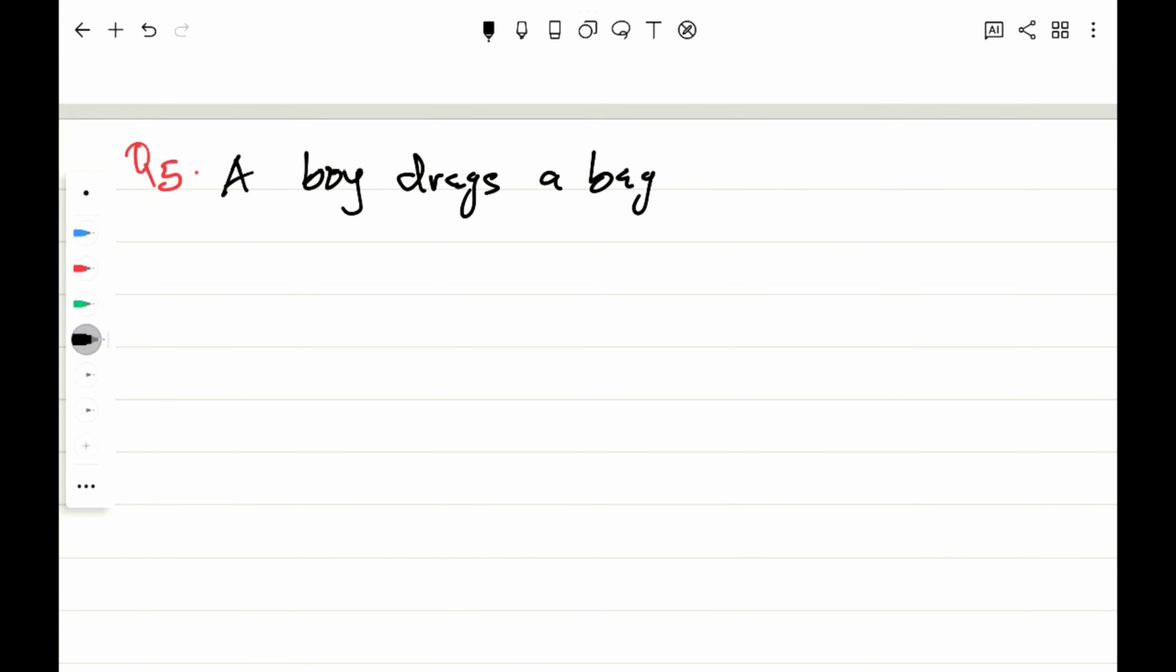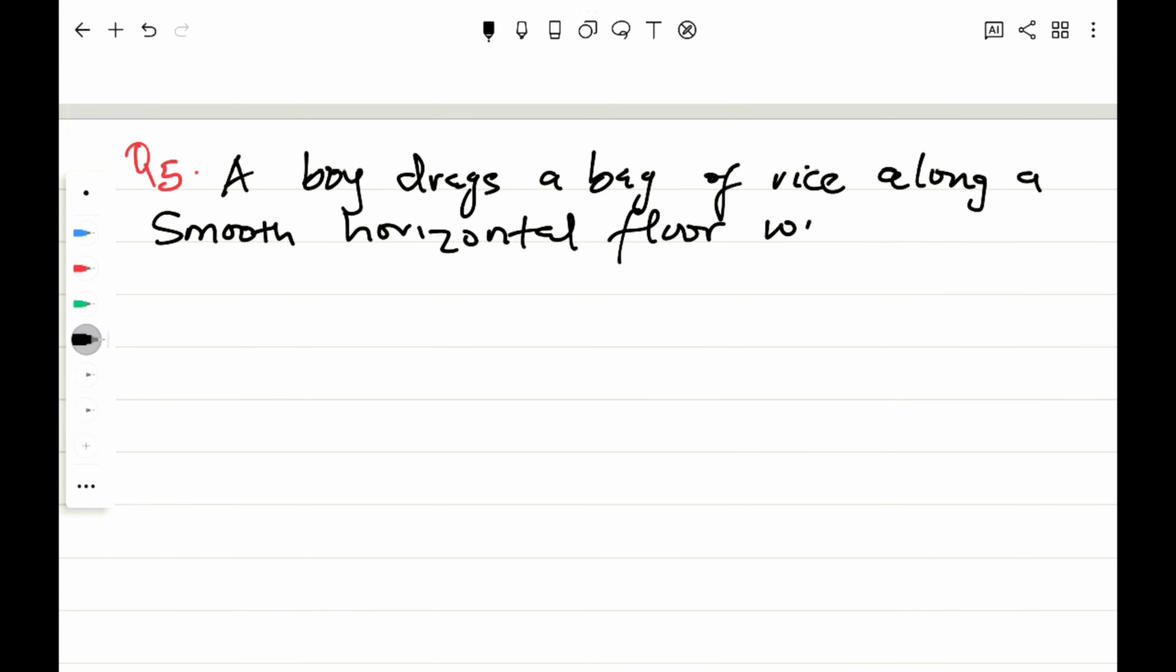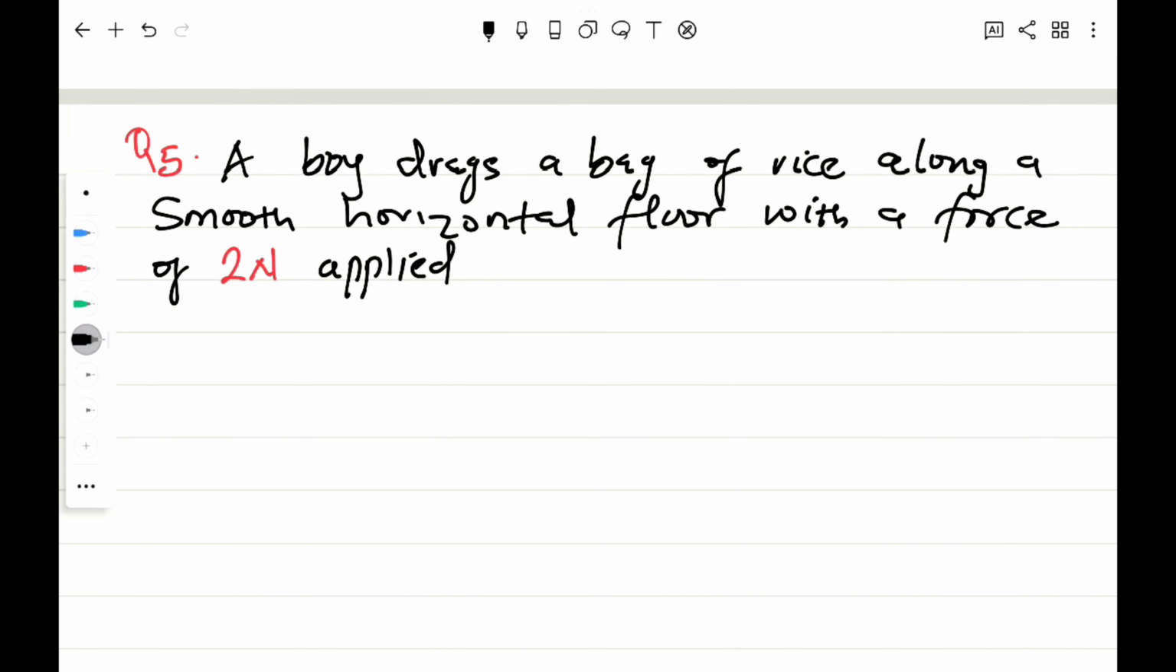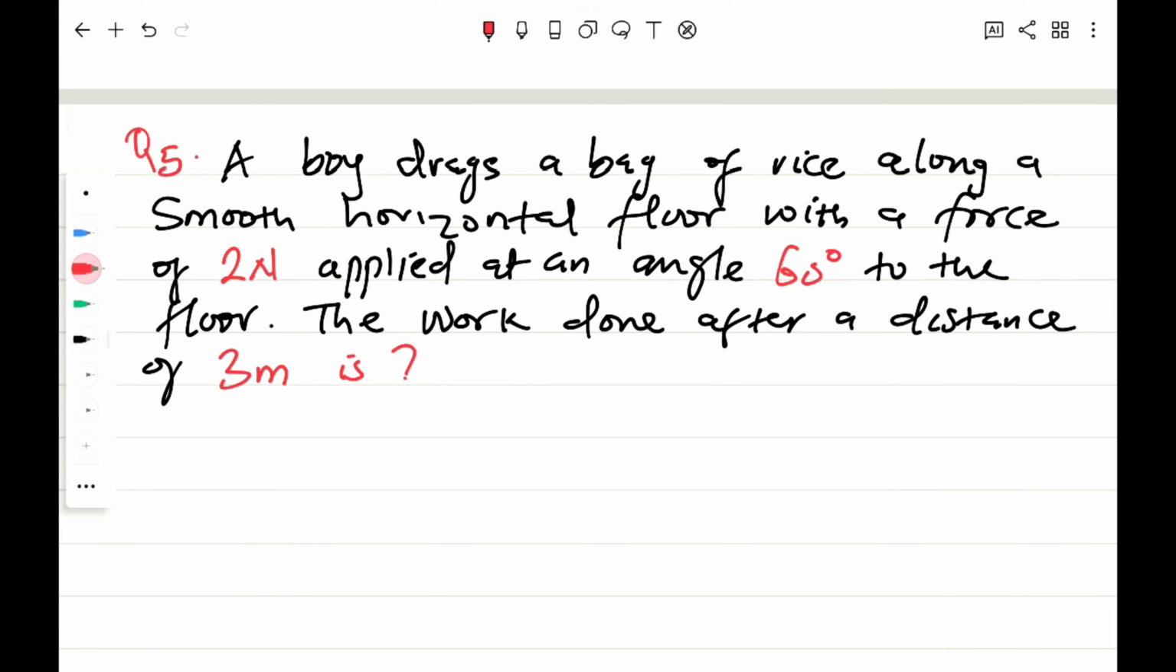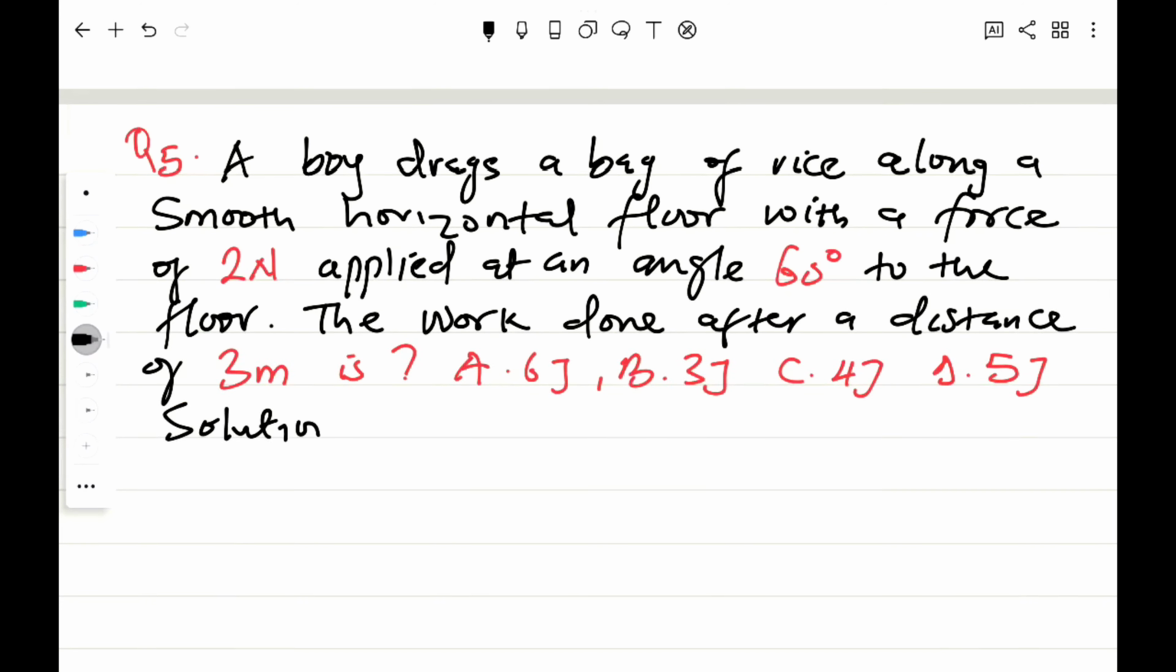Question 5. A boy drags a bag of rice along a smooth horizontal floor with a force of 2 Newton applied at an angle 60 degrees to the floor. The work done after a distance of 3 meters is, so these are our options. So solution, the given triune parameters from this question include number one, the force. The force is 2 Newton.